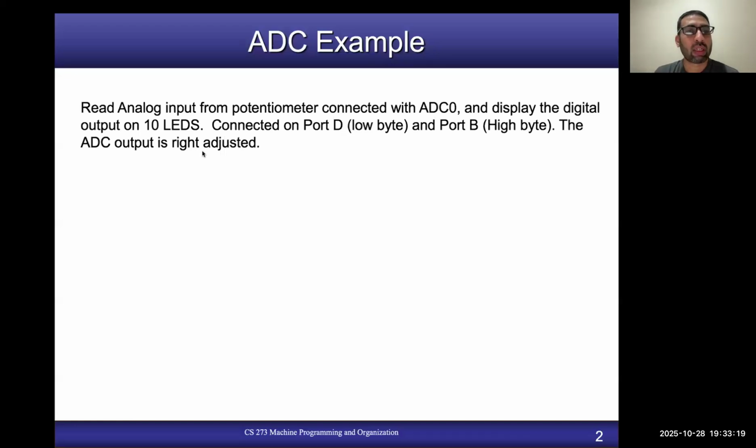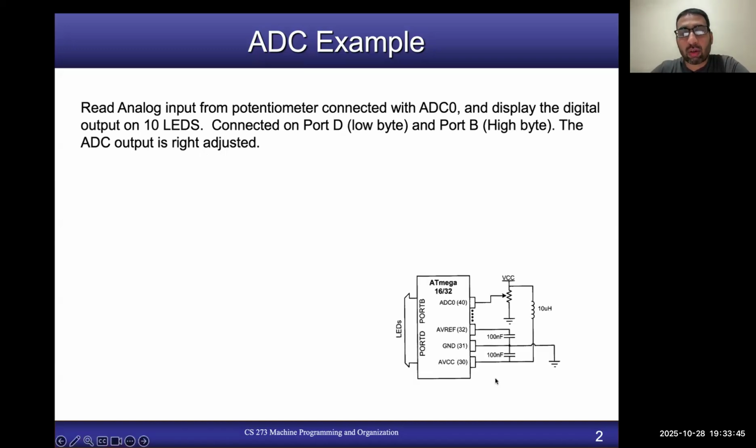And the output of the ADC is right adjusted. Remember, we said that the output of ADC is 10 bits and it is contained in two registers, ADC low and ADC high. When we say right adjusted, it means that the eight least significant bits are contained in ADCL, and the two most significant bits are bit 0 and bit 1 in ADCH, and the most significant 6 bits of the ADCH are empty or not used, right? So this is how your hardware interface will look like.